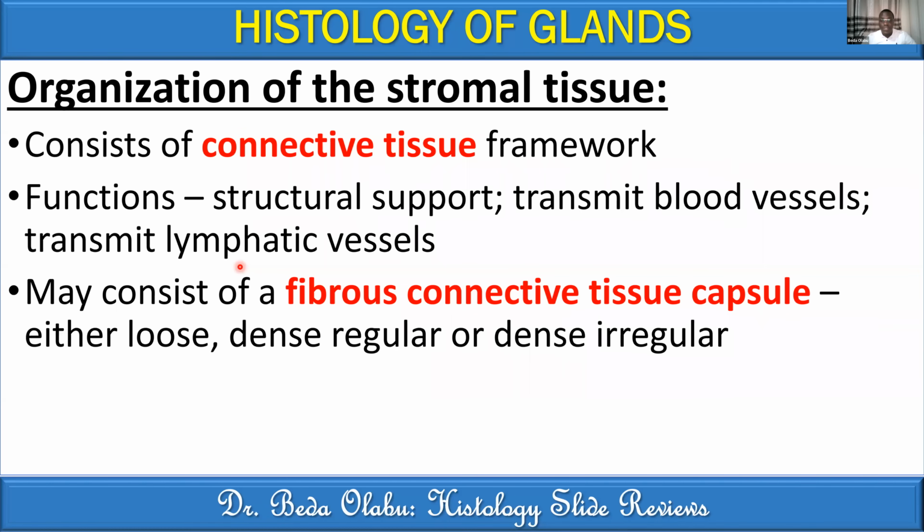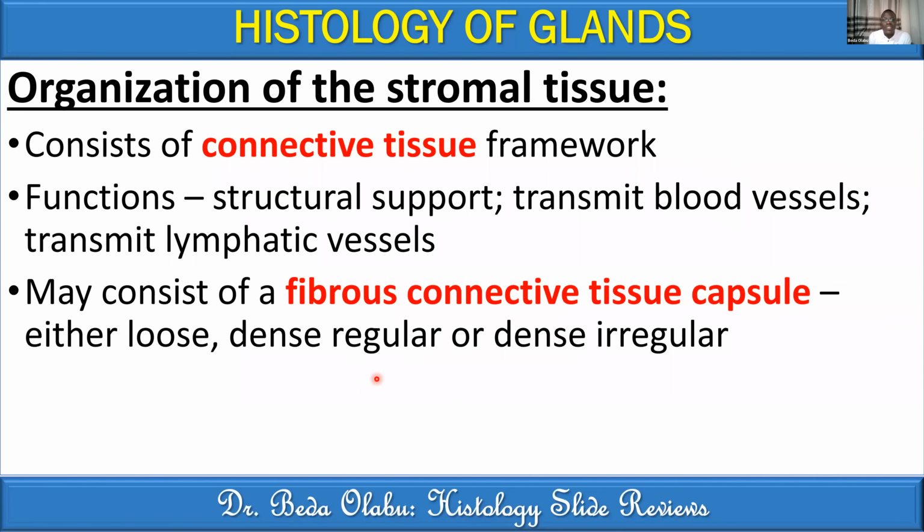In terms of its histological organization, the stroma of a gland, and again, this applies to most glands, consists of a fibrous connective tissue capsule. So this is something that covers the whole organ. It's a fibrous connective tissue and it's covering the whole organ. For some glands, this can just be loose connective tissue.